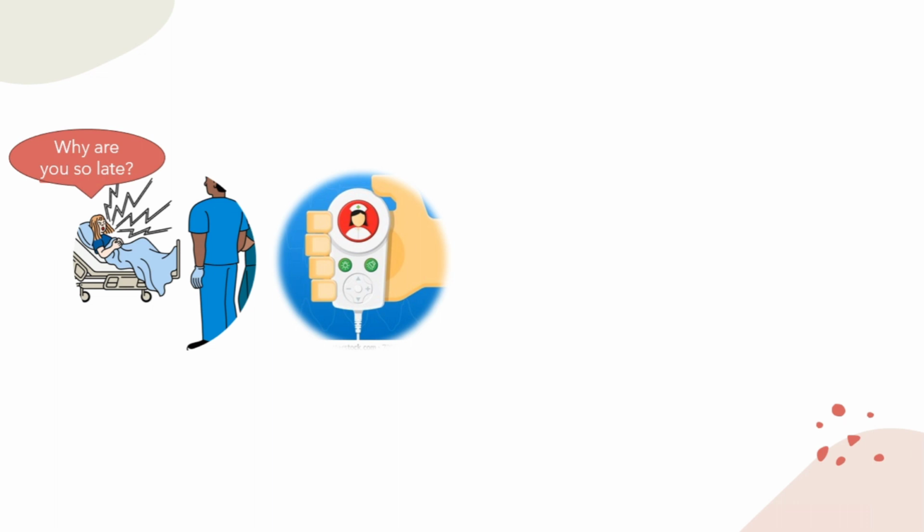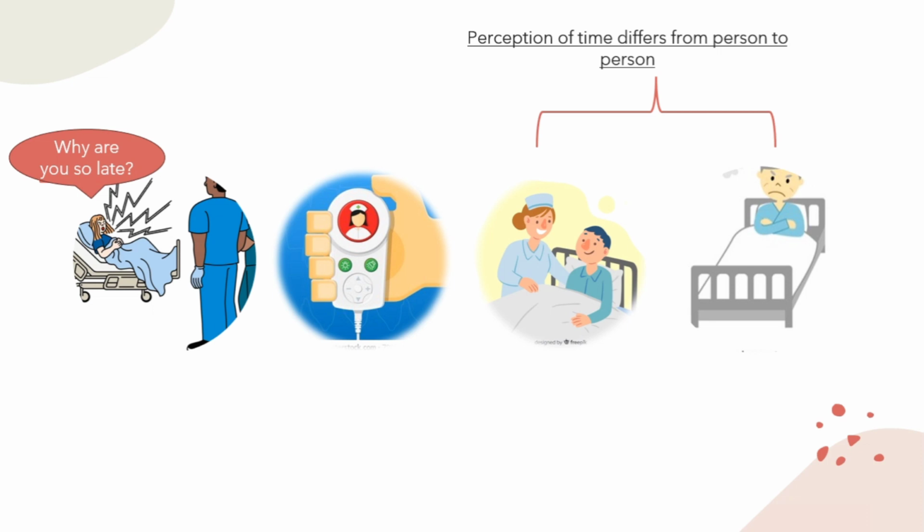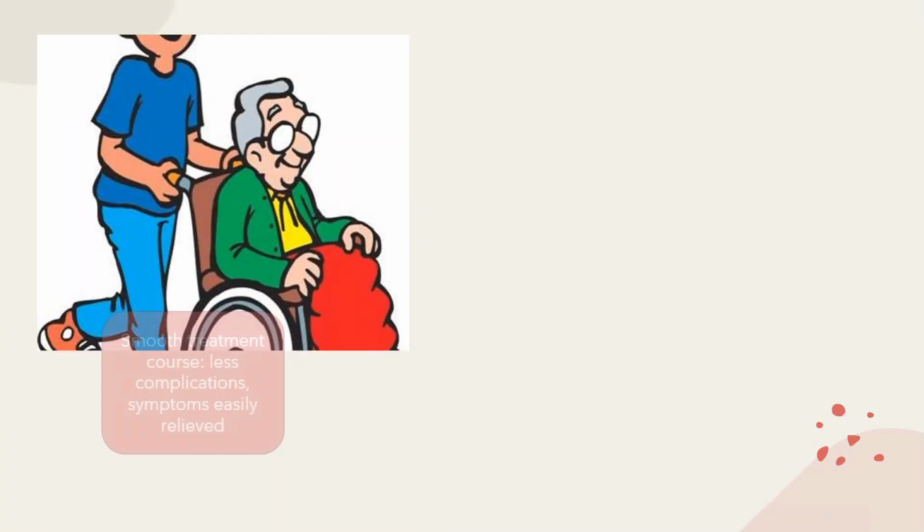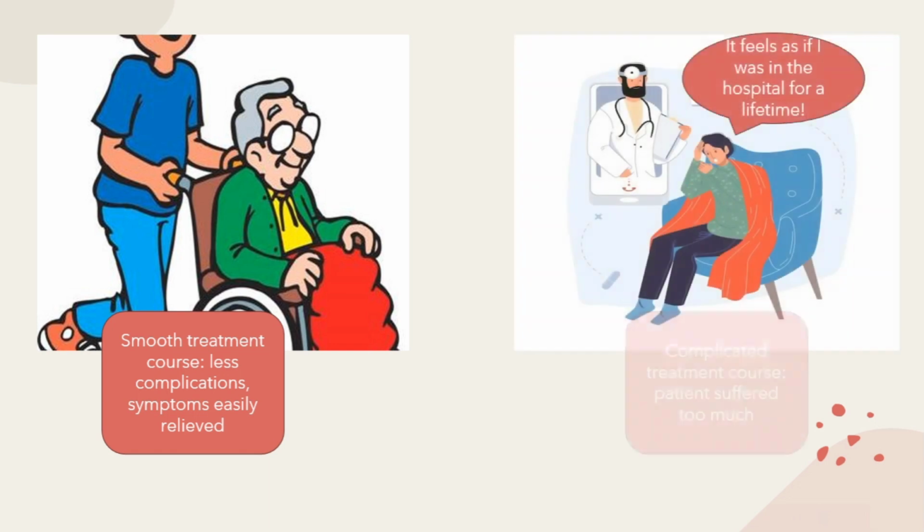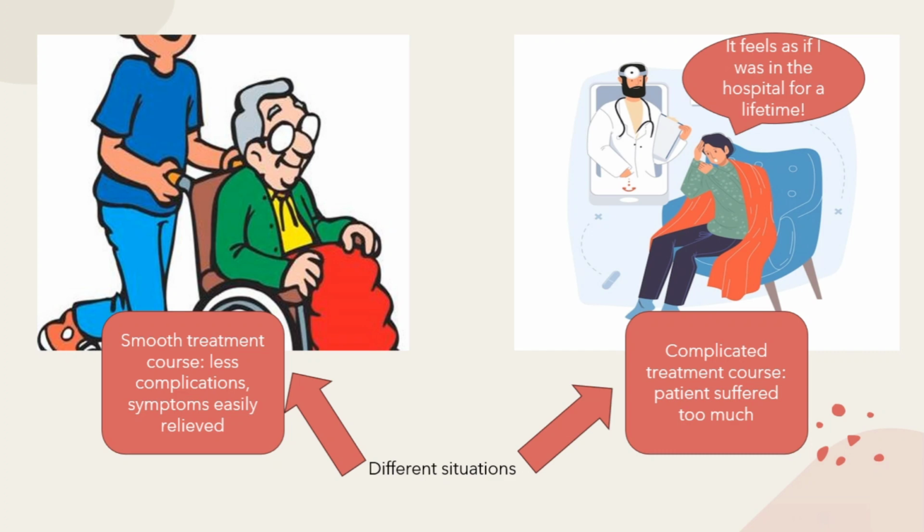Because the perception of time differs from person to person. That 2 to 3 minutes is nothing to someone, and that same 2 to 3 minutes seems like a long time for another person. It also depends on various situations and experiences. Suppose a patient is being discharged after 1 week after a very smooth treatment course. He didn't have many complications. Symptoms were easily relieved. Another patient may suffer so much in that time period that even after getting discharged, after the same duration, that 1 week may seem like a long time to him. So that was all about the personal system. Next comes the interpersonal system, which we will be discussing in our next video.